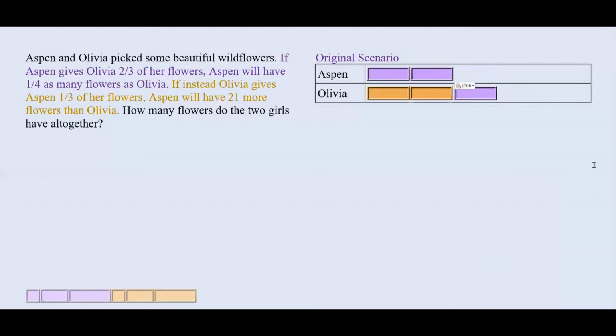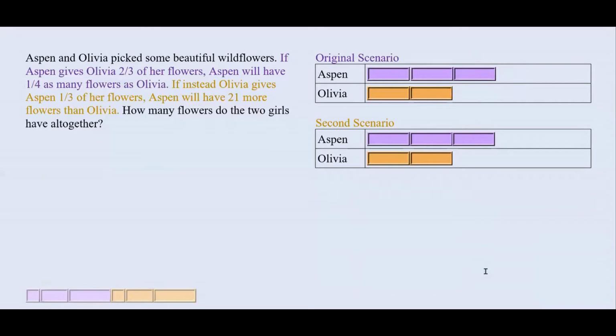If Aspen has 3 equal parts, Olivia must have 2 equal parts. And each rectangle represents 1 unit of flowers. Aspen has 3 units and Olivia has 2 units, except we don't know what each unit rectangle is worth. That's what we're going to find out.